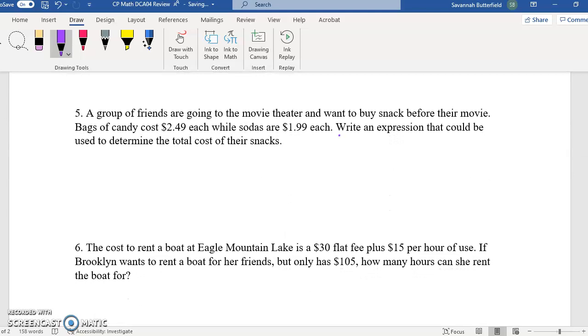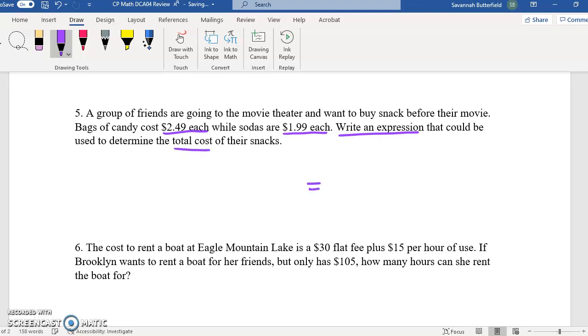Number 5 is just wanting us to write an expression. So again, we've done this a bunch. We just need to take the information it gives us and write an equation. So a group of friends are going to the movie theater and want to buy snacks before their movie. Bags of candy cost $2.49 each. Sodas cost $1.99 each. We want to write an expression that could determine their total cost.